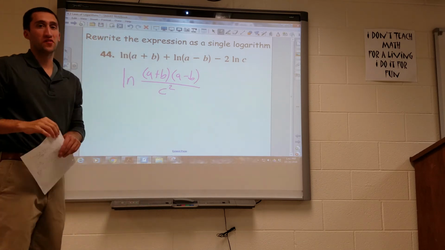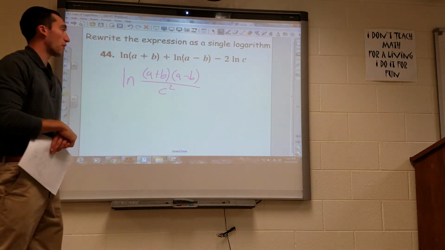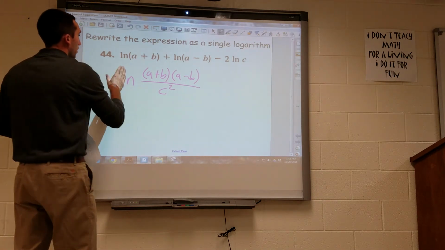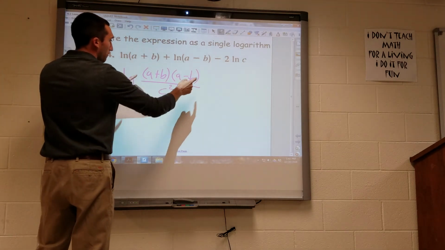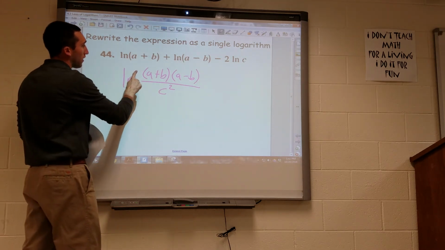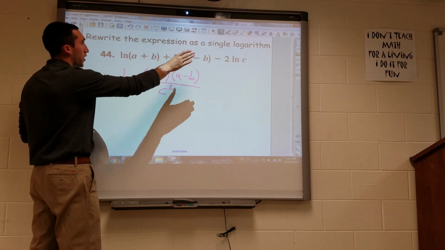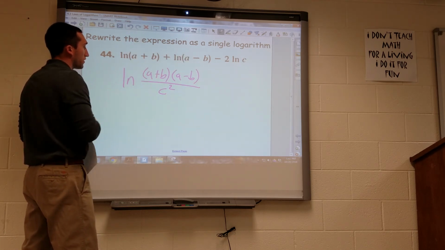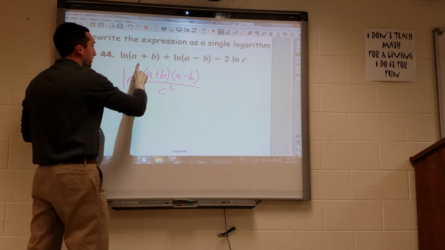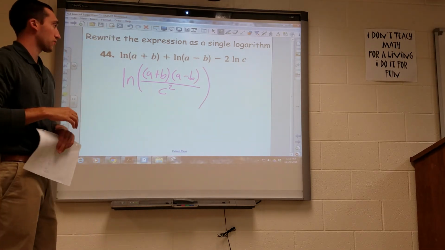and the 2 out in front means c must have been squared, right? Because that 2 is a power. So we're taking the ln of all of this. Be careful, because in past years, students will want to put ln with each of these terms. That's not how it works. When we write it as one single logarithm, one single natural log, I'm taking ln of all of that. That is all part of the natural log.